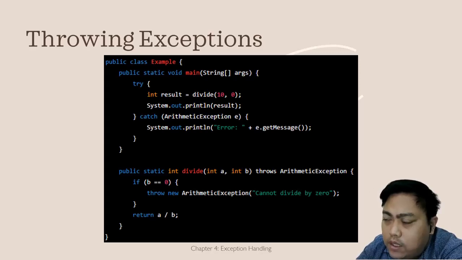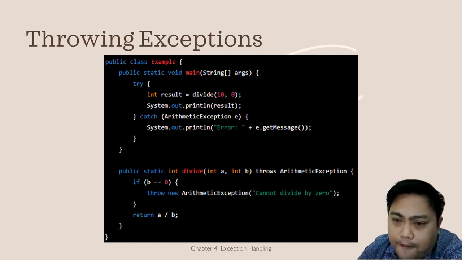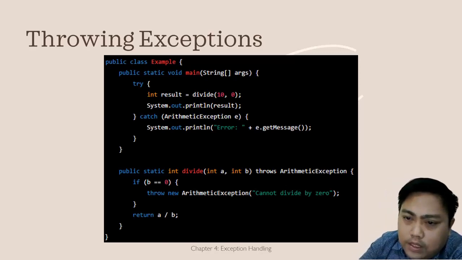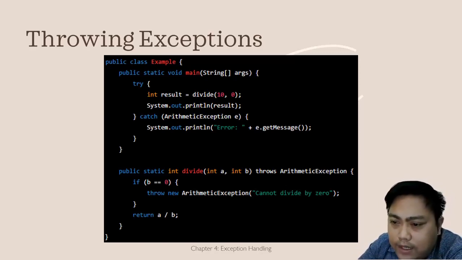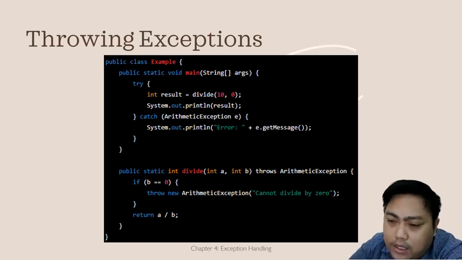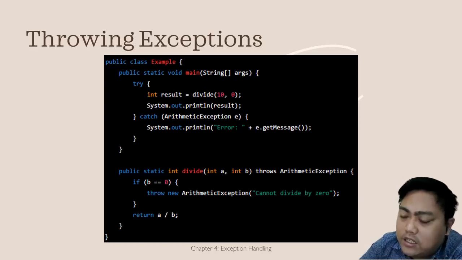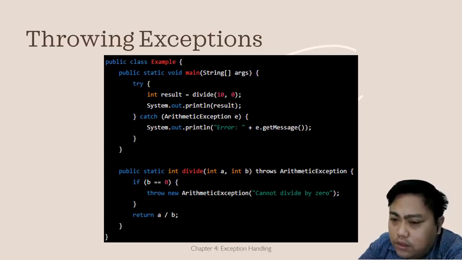So we will display a message that we cannot divide a number by 0. Okay, so in this example, the divide method declares that it may throw an ArithmeticException using the throws keyword. This allows the main method to catch the exception and handle it appropriately.